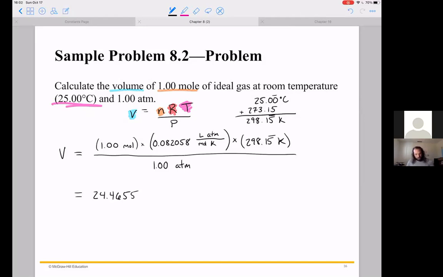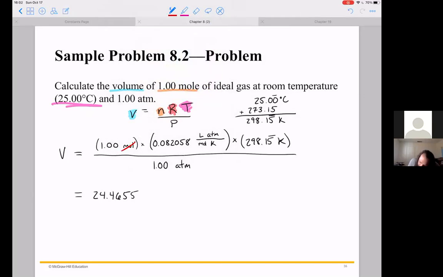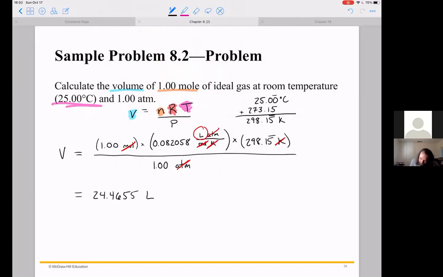The next thing that we're going to do is units. Everything's going to be canceling out with the units of R, right? So moles is on top here, but then dividing by moles in R. Kelvin divided by Kelvin, and then atm divided by atm. So notice that we're left with liters, which is awesome because that's what we want, units of volume.